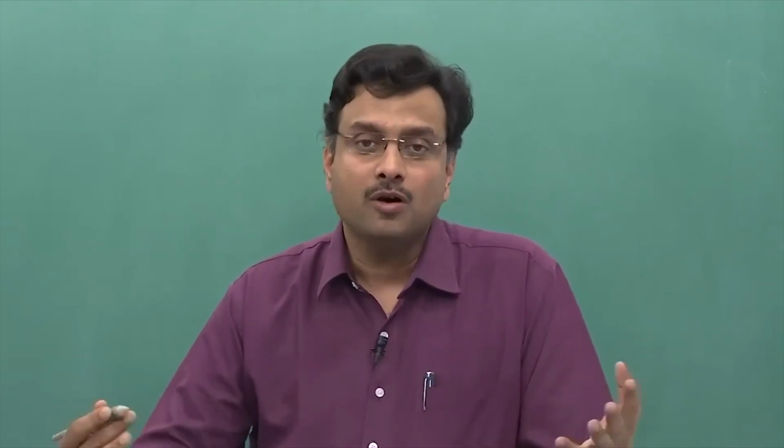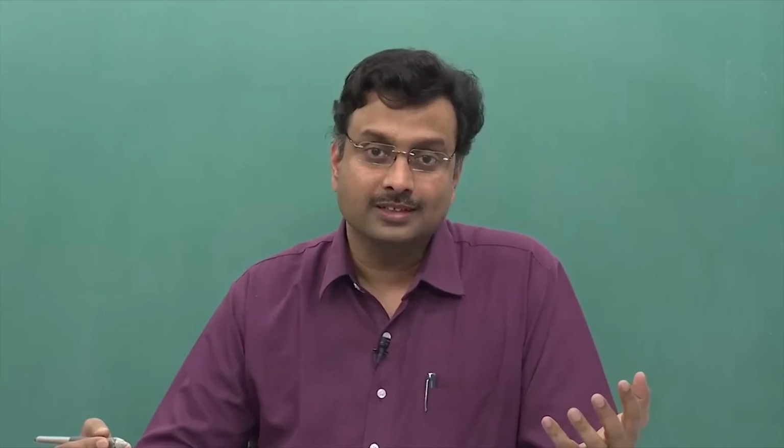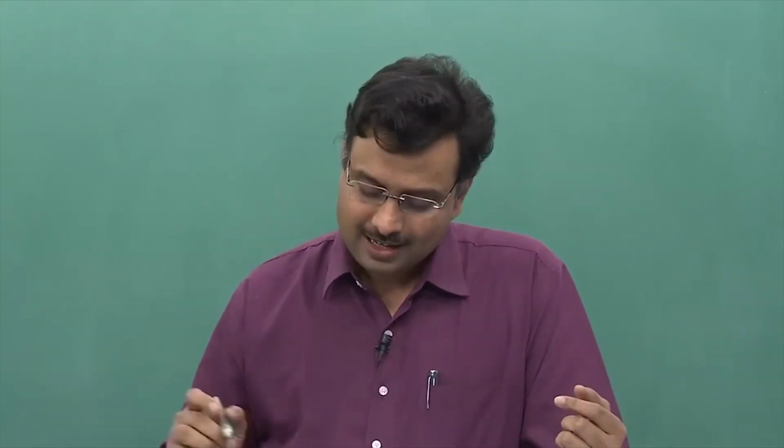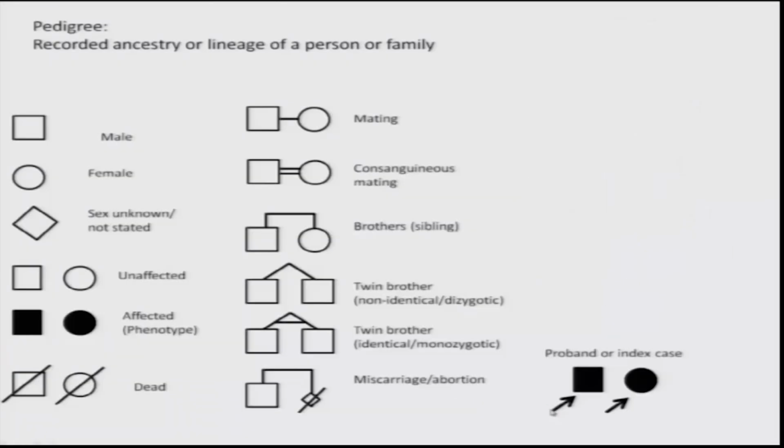So, you get to know of this family because of a particular individual who may have a phenotype. You talk to that individual, their parents, their brothers, sisters, and grandparents, and so on. So you get to know of the entire family because of one particular person. That is denoted by an arrow here. That is called the index case, or the proband.